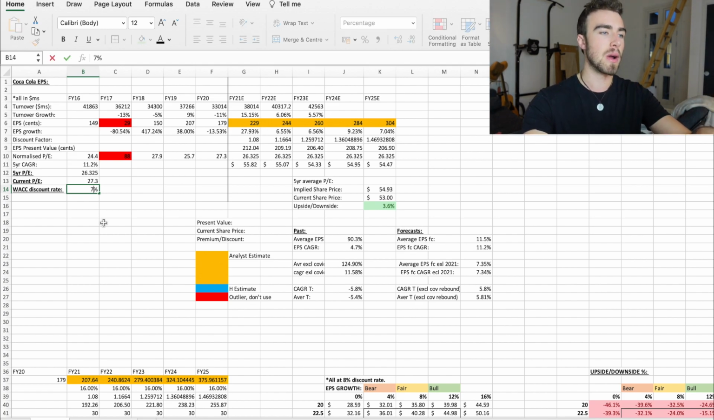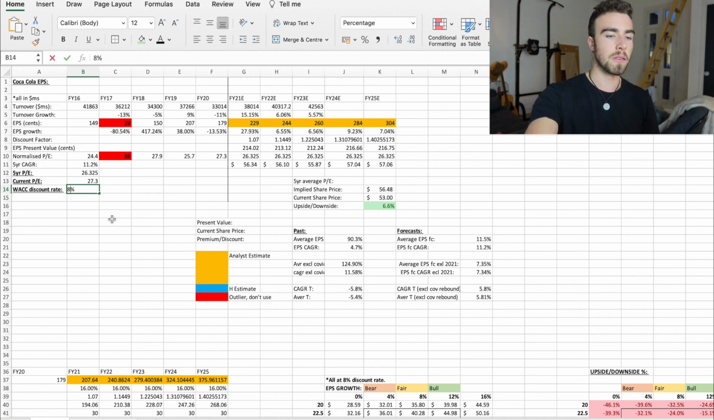So if we change the discount rate from 8 to say 7, you can see our target price has gone from 54 to 56. We're at 56.5 at the moment. We go back to 8%, and now we're just under $55 a share. So I think that's really, really positive.